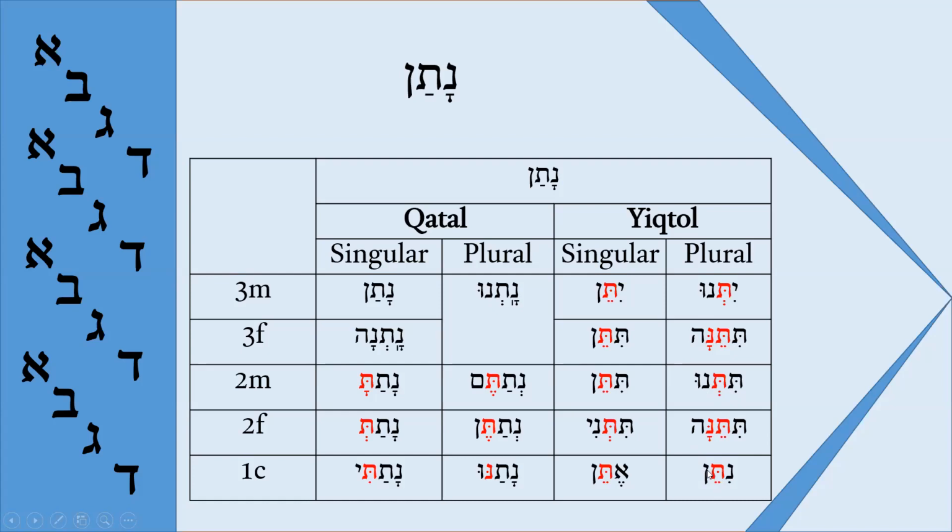So I don't ask you to memorize this paradigm because it's too much. The only thing that I would like to ask from you is to understand the principles. And the principle is very simple. In Katal conjugation, the last nun assimilates with the suffix, and in the Yiktol conjugation, the first nun assimilates with the second consonant of the root. And you are supposed to recognize those verbs in the sentences.